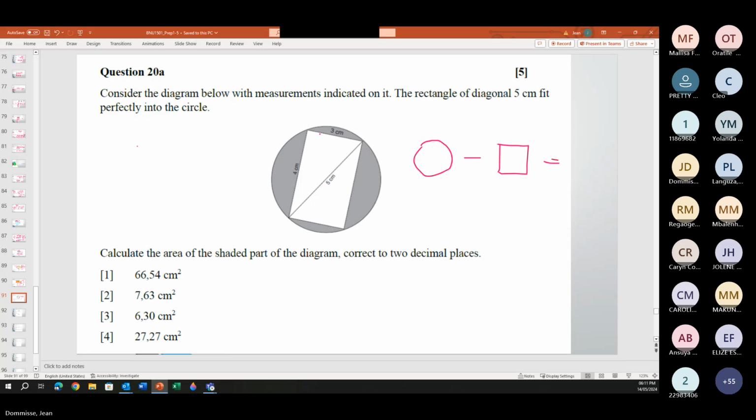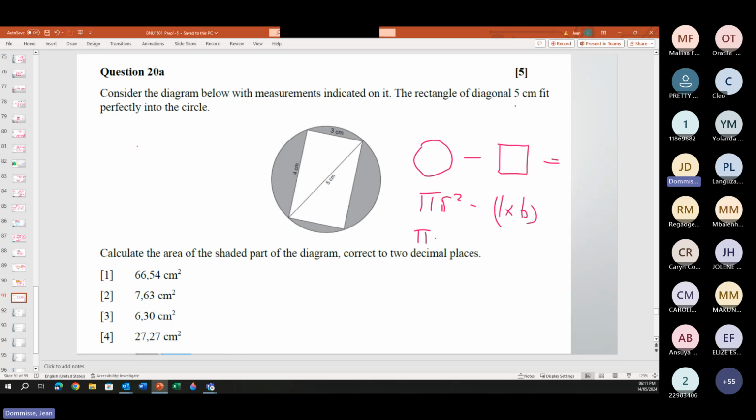So the full circle will give us all of that area. Then if we subtract this white area, we get what is left. Okay, so area of circle is pi radius squared. And then we are going to subtract the rectangle, which is 3 times 4, length times breadth. Pi on your calculators is 3.14.